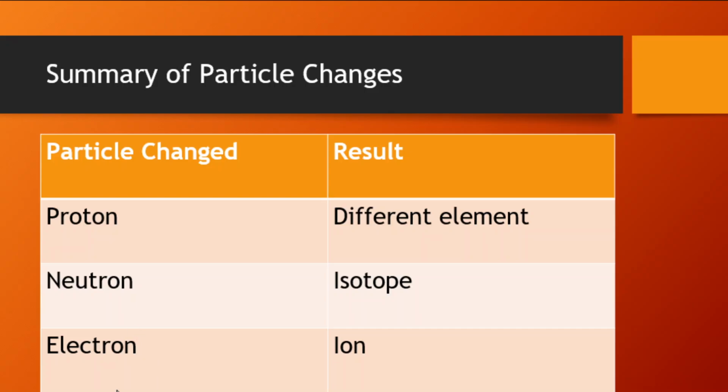And then lastly, if we change the number of electrons that an atom has, right? Assuming we're keeping protons and neutrons the same here. We change the number of electrons, and then we get a different ion of that particular substance, okay?